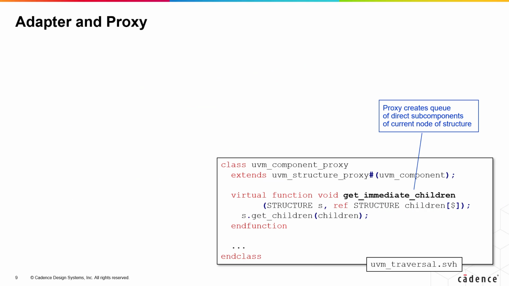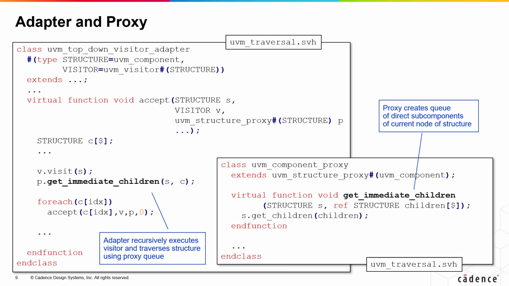A quick word about adapters and proxies. The proxy must extract the direct subcomponents of the current node of the structure in the method getImmediateChildren. For a component hierarchy, this simply calls getChildren to push the subcomponents into the queue children. The adapter then recursively calls its accept method to execute the visitor visit function and traverse the structure using the queue of subcomponents from the proxy.